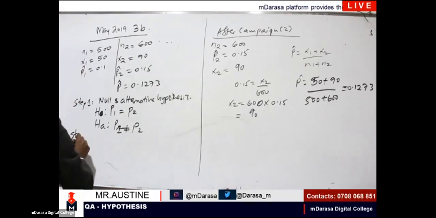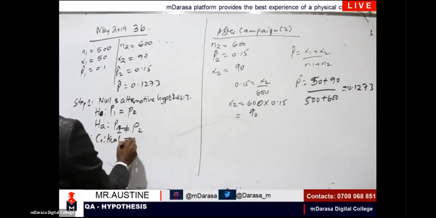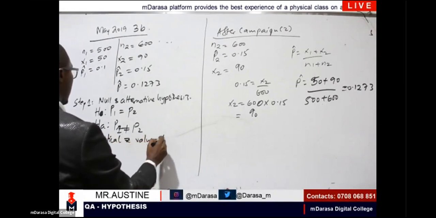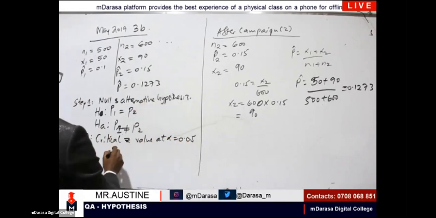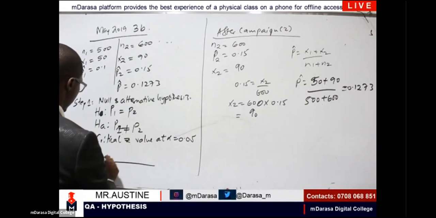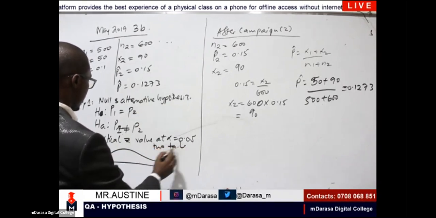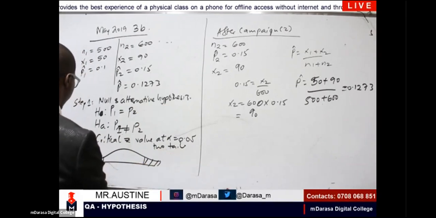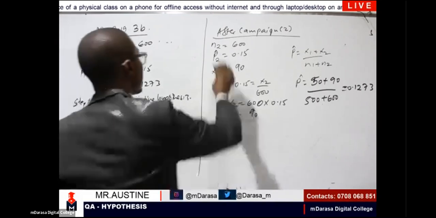Then step 2 is the critical Z value at alpha is equal to 0.05. I know by now you know that this one is two-tailed. So this one will be minus 1.96 and this one is 1.96.